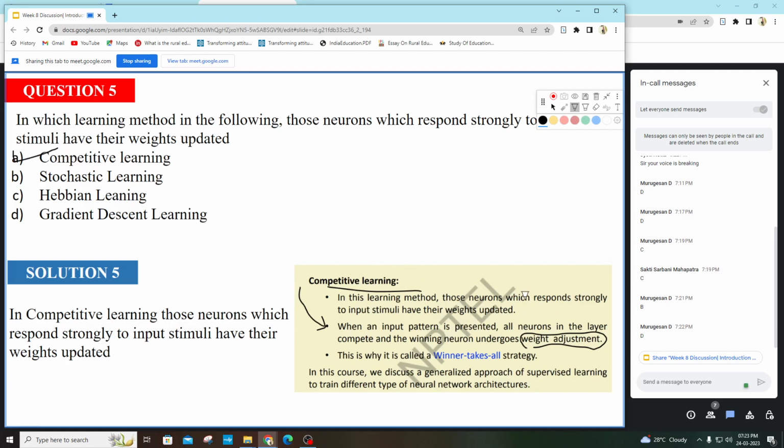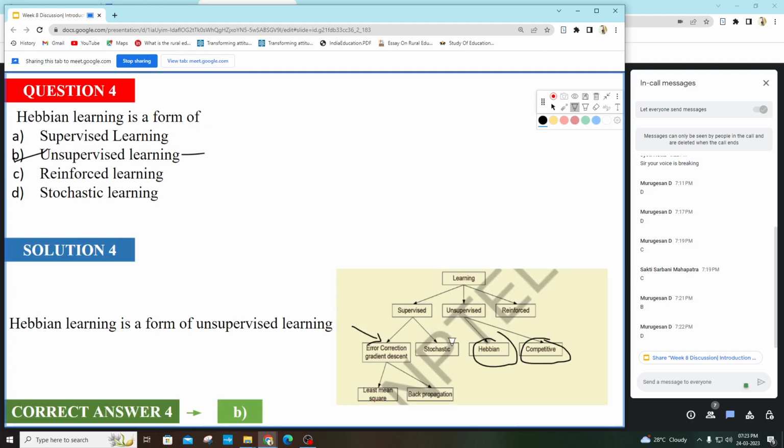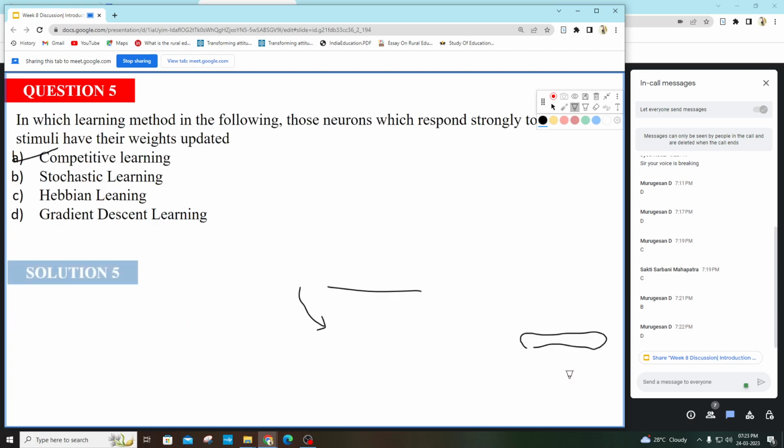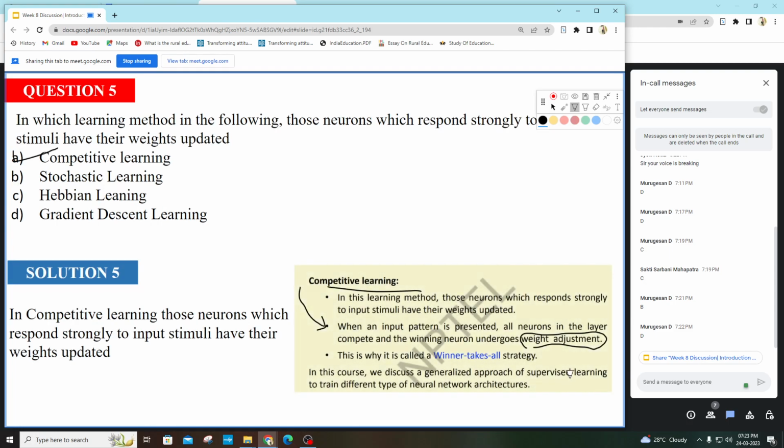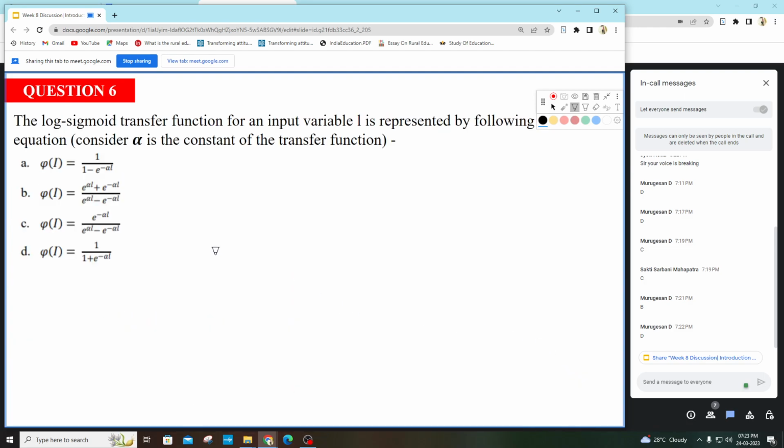So is this clear? You can read more from your lecture notes about Hebbian learning and competitive learning. These are the two forms of unsupervised learning. I am not discussing this in detail here. Okay, let's move on to the next question. The log sigmoid transfer function for an input variable L is represented by which of the following equations?